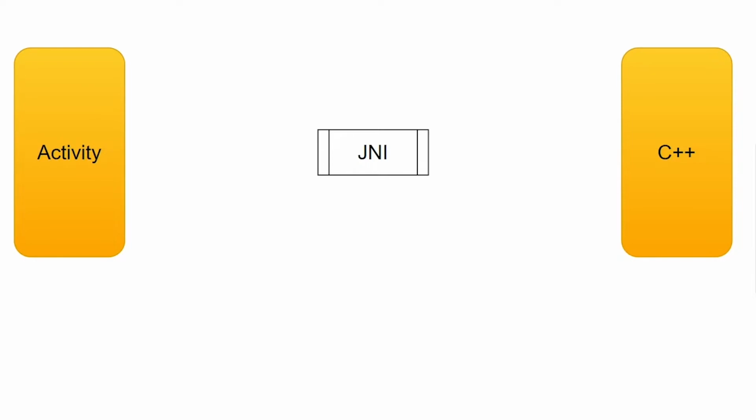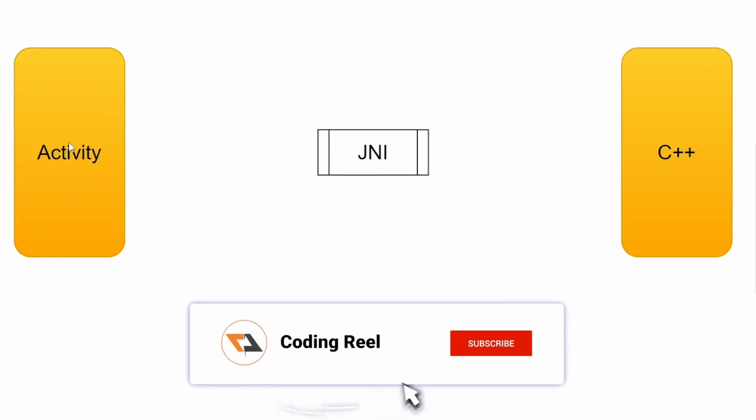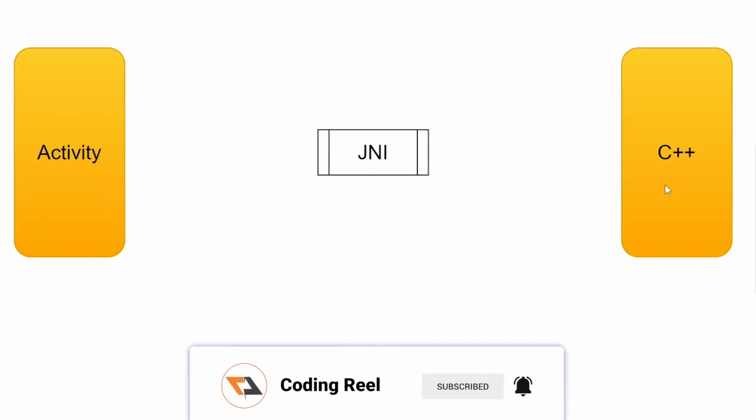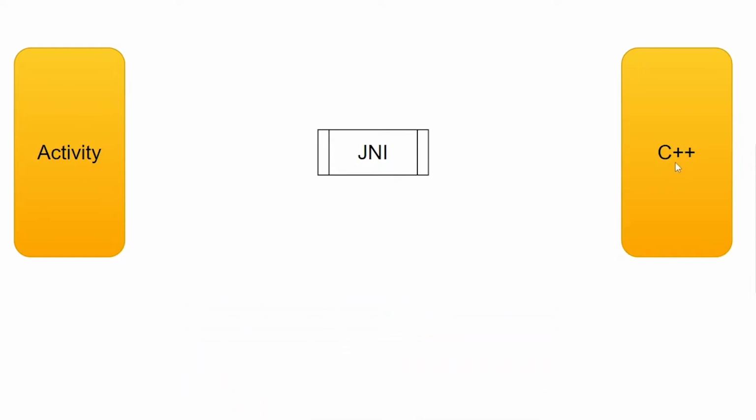Check out the diagram. This is the activity class, and then we have a JNI bridge, and then we have a C++ file. So activity communicates with the JNI bridge, and then the JNI bridge communicates with the C++ class, and then back.